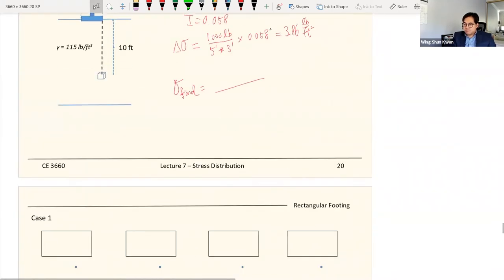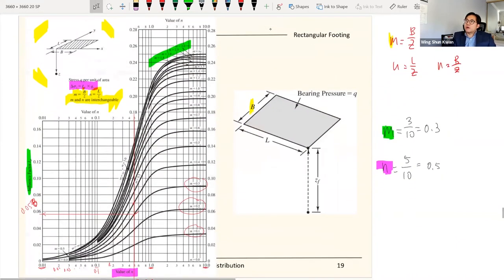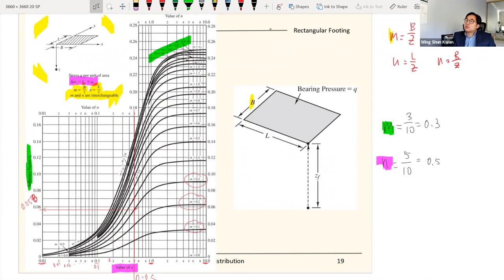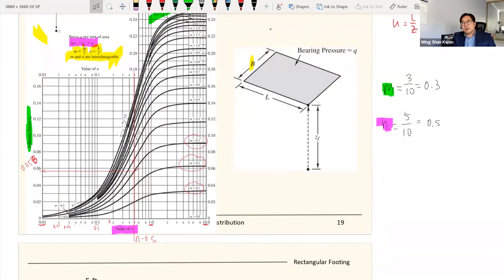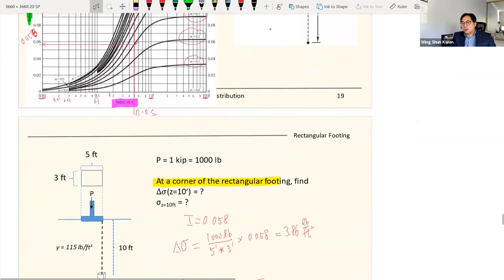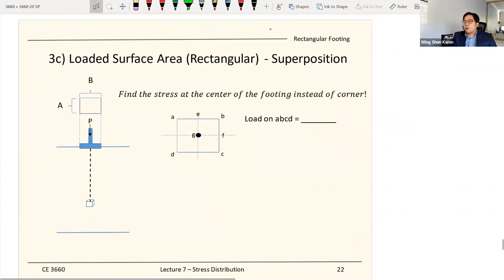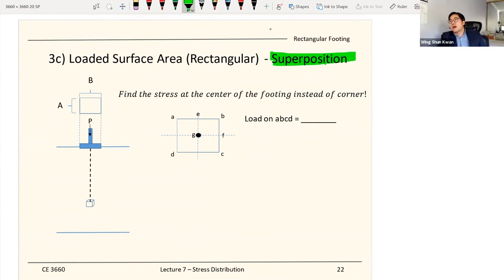So that's why the whole solution right here only works at the corner. So now knowing the limitations and also the point of interest we talk about, we just try to work around this issue. So that's why they came up with another approach, what we call superposition, which helps us get around this problem. Yes, we know that we are only able to find the stress at the corner, but we want to find the stress at the center.